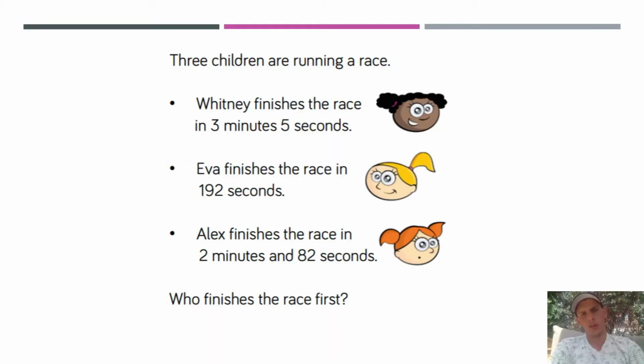3 children are running a race. Whitney finishes the race in 3 minutes and 5 seconds. Eva finishes the race in 192 seconds. And Alex finishes the race in 2 minutes and 82 seconds. Who finishes the race first?